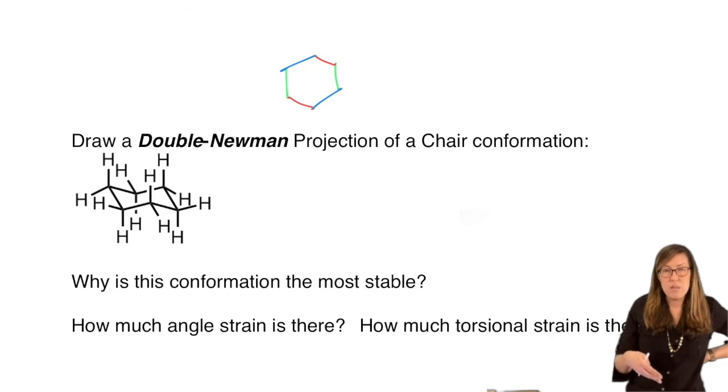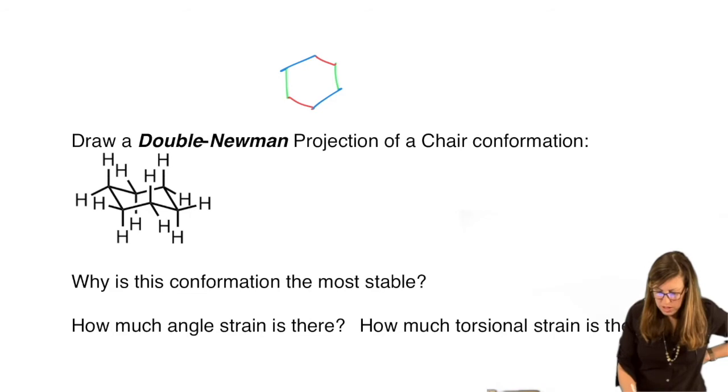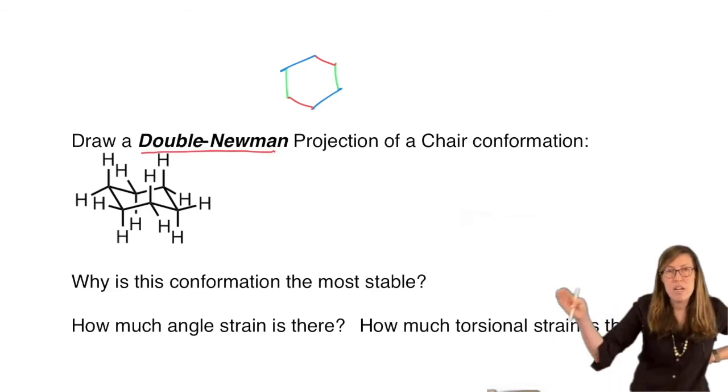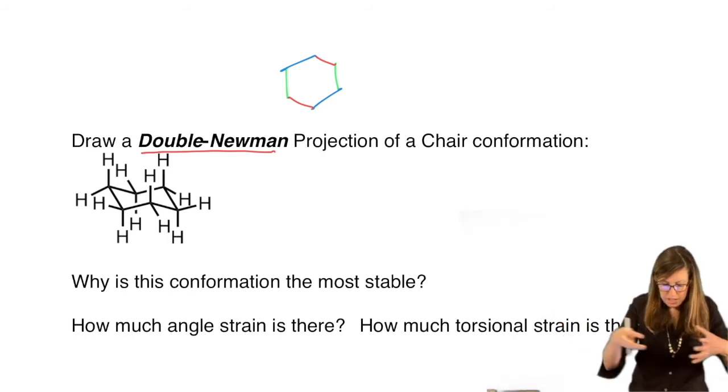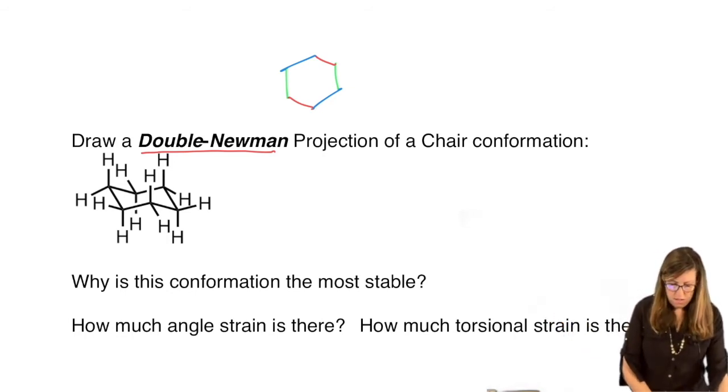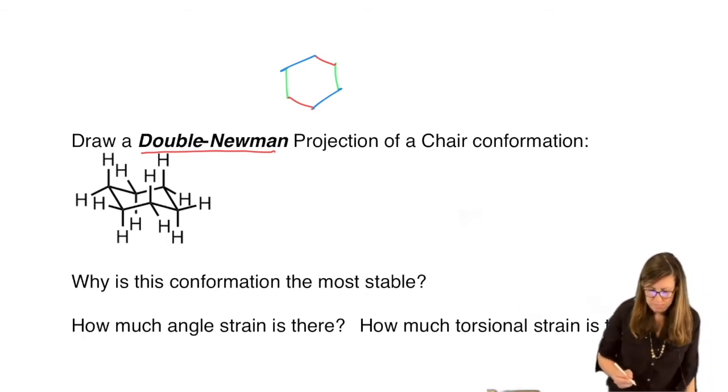cyclohexane, of course, is the same way. So we can draw what's called a double Newman because we can always draw two at a time. Whenever we see one bond that we're looking down, there's a parallel set and we can connect them. So we're going to do a double Newman, and then we'll practice drawing some chairs.